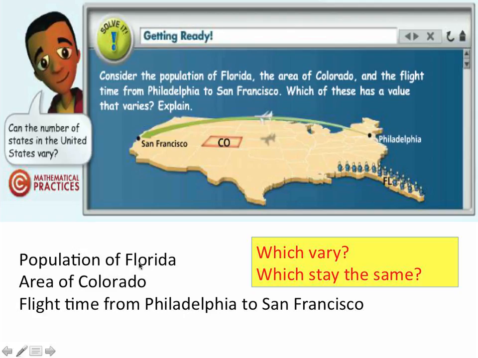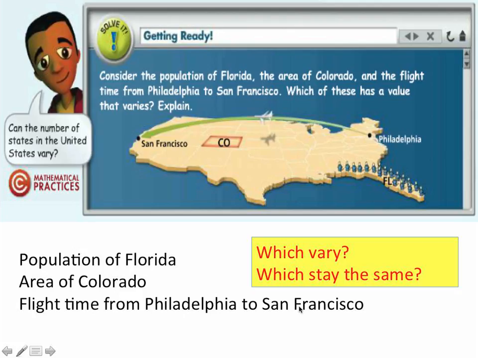Well, the population of Florida certainly changes. You can gain more people or lose people. The area of Colorado, well, the borders around Colorado aren't going to change, so that's pretty much stuck. So that stays the same. It's constant or consistent. And the flight time from Philadelphia to San Francisco, as I fly, it could depend on wind speed, or it could depend on the weather, and all kinds of stuff like that. Depends what kind of plane you're in. So those things definitely vary. So population of Florida changes or varies. Area of Colorado stays the same, is consistent, and flight time would definitely vary.